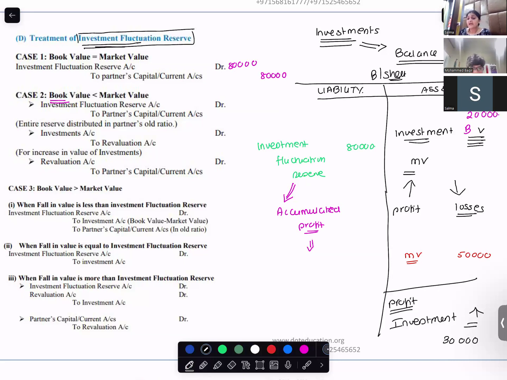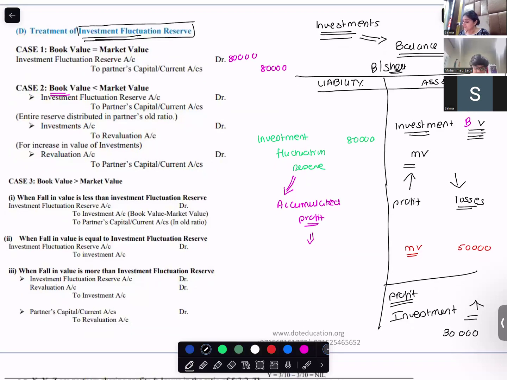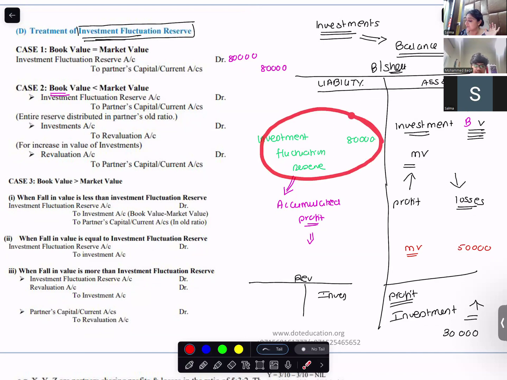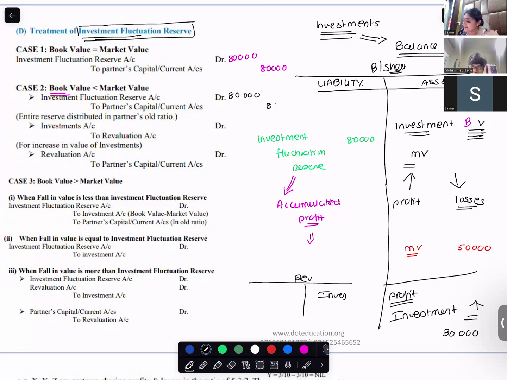And a good thing happens where? Credit side, revaluation account. Okay. That means, is there any claim created for your investment fluctuation reserve? Anything that will reduce from here? No. So this entire amount of investment fluctuation reserve, there is no claim that is created. It is going to be distributed to the partners.